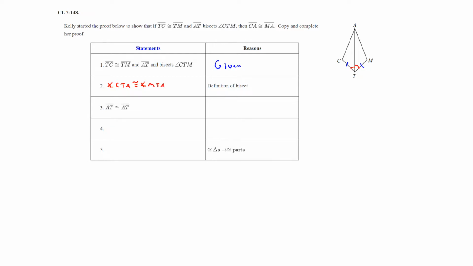And we know that because of the definition of a bisect. Yes, that's part of what's given, but it still is the definition of a bisect as to why those 2 angles are congruent. Next part, line segment AT is congruent to line segment AT, and we know that because of the reflexive property.